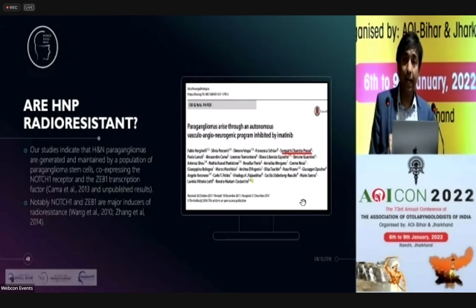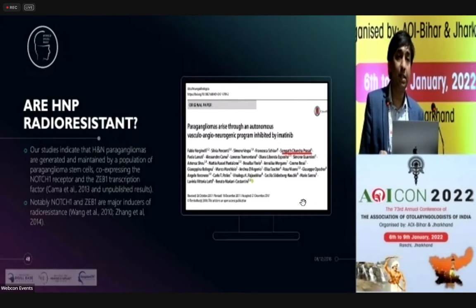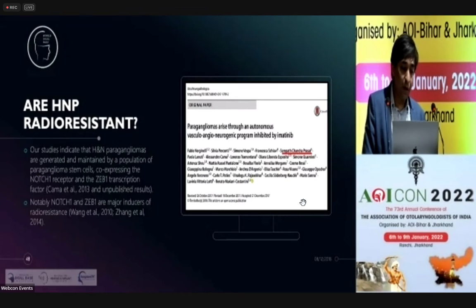Now, I was involved in one of the molecular biology studies when I was at the group home. And when we went through our analysis of all the samples of paragangliomas that we had dissected out, we actually found that these tumors were radio resistant because the head and neck paragangliomas are generated and maintained by a population of paraganglioma stem cells.